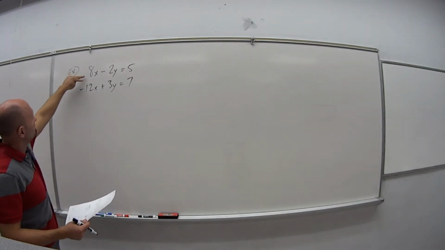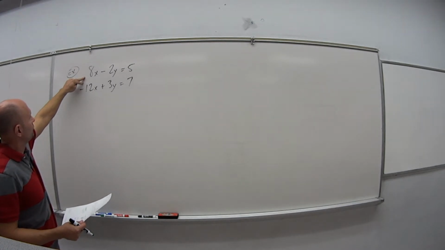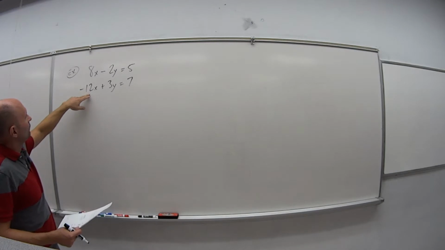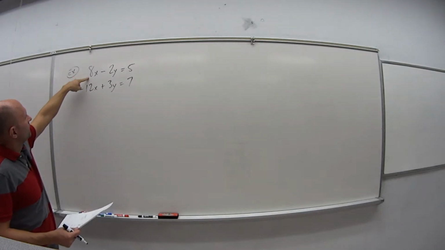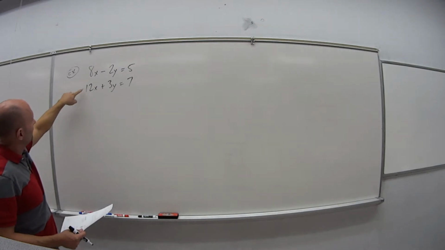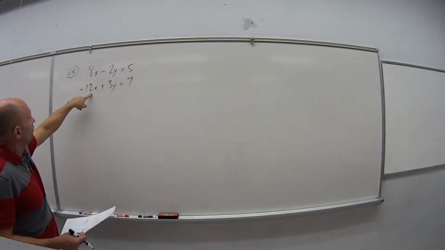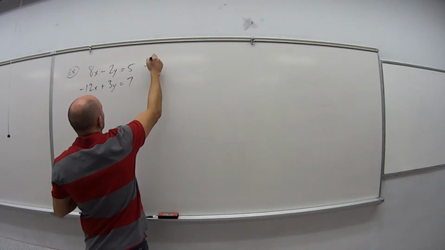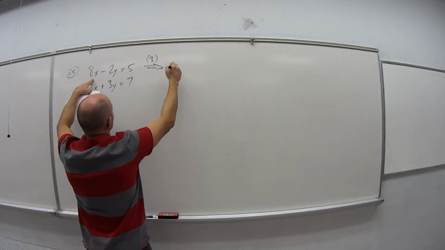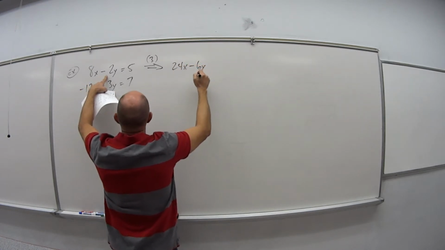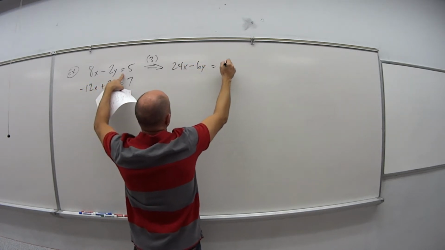So let's say we try to get rid of the x term. So what would be the common factor here? Well, if we go to 24, we'd have to multiply this row by 3. This one's already negative, so we would just have to multiply this row by 2. So if we do that, what do we get? So if I multiply the first row by 3, I get 24x minus 6y equals 15.